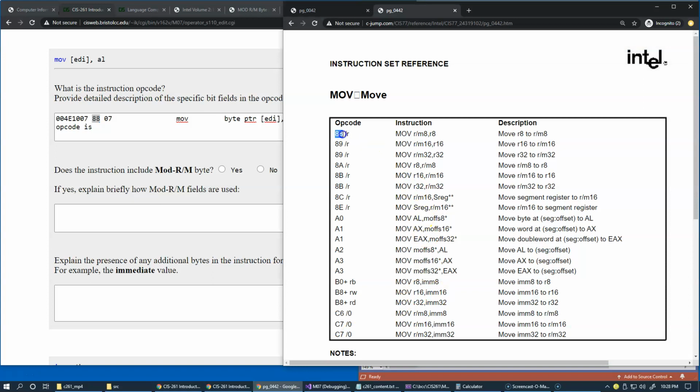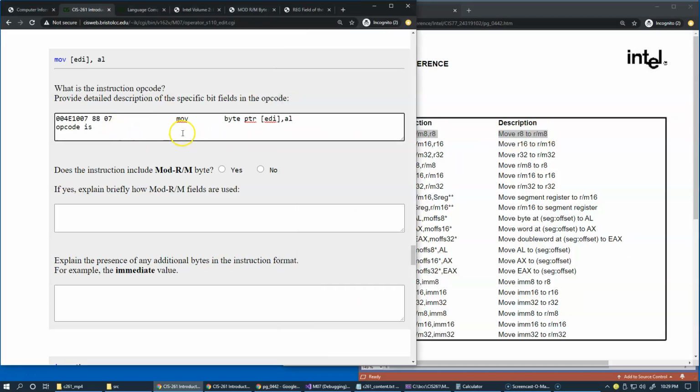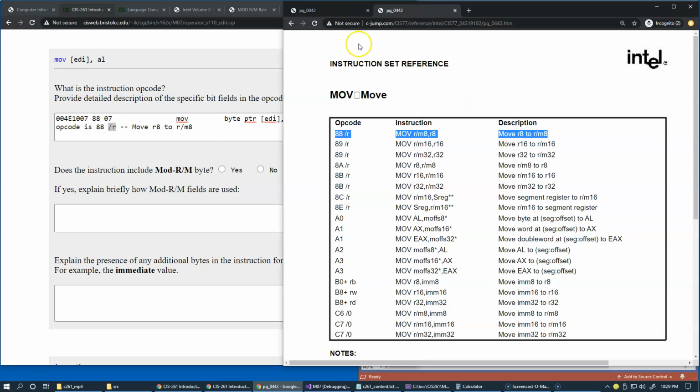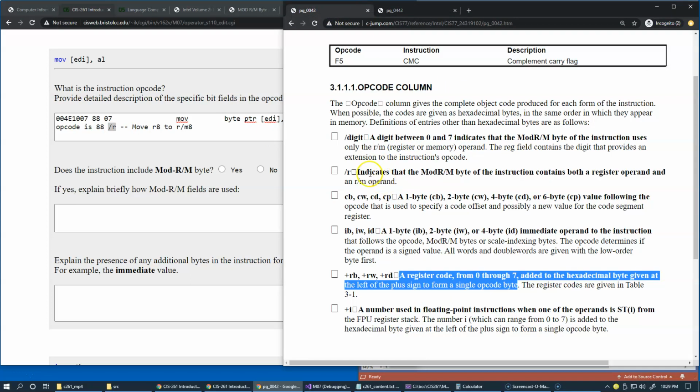So yes, 88 is right at the top of the move instruction reference, and we say that opcode, so we can just take the entire line from here. Opcode is 88 with /R, and let's get rid of this and just keep the description of this instruction. Okay, so opcode is 88 followed by something, and that something we need to be able to find right here.